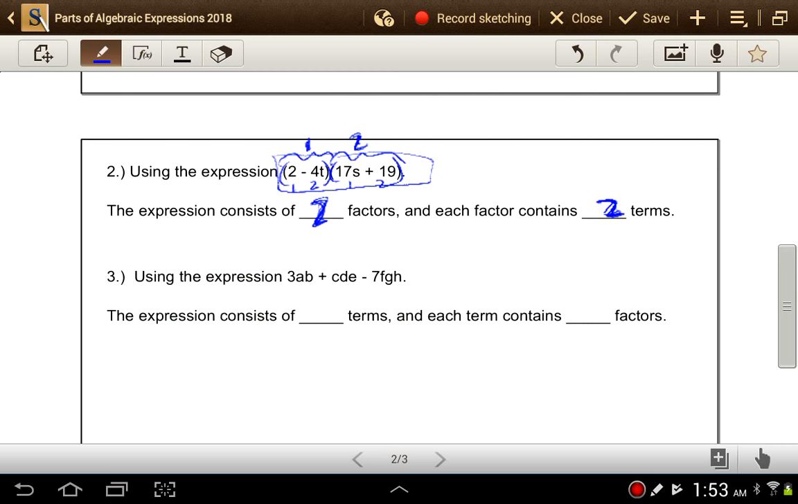Okay, in example 3, using the expression here, I want to know how many terms I have. Well, I have 1, 2, 3 terms. So that's a 3. And each term contains how many factors? Factors are numbers that are being multiplied to each other. 1, 2, 3. 1, 2, 3. 1, 2, 3. Each term contains 3 factors. I am multiplying 3 separate parts. Okay, let's move on to example 4.